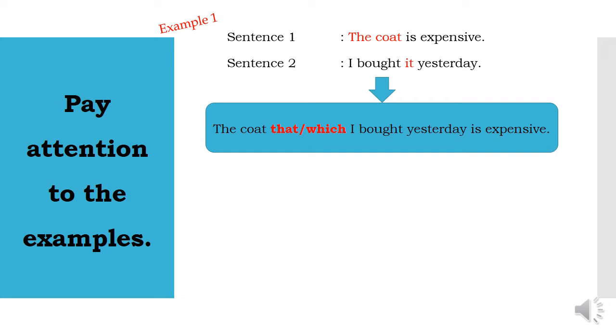Why did I use connector that or which in that example? Because what we explained in this relative clause is a thing. Coat is a thing. So we use connector that or which. And then, which one is the relative clause from this sentence? The relative clause is that or which I bought yesterday. So, like I explained earlier, relative clause modifies or explains the word before. And relative clause always consists of a connector. Do you understand? Of course you do. Well, let's continue to the next example.